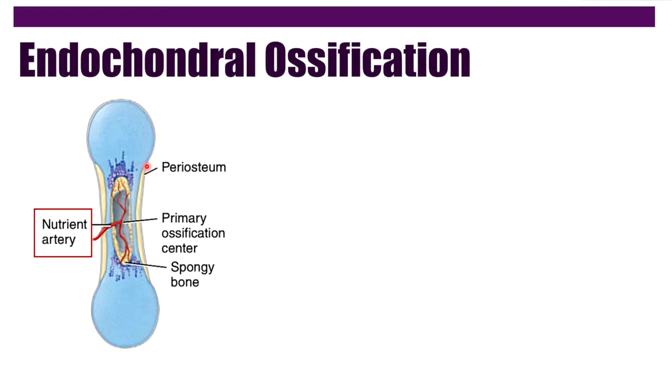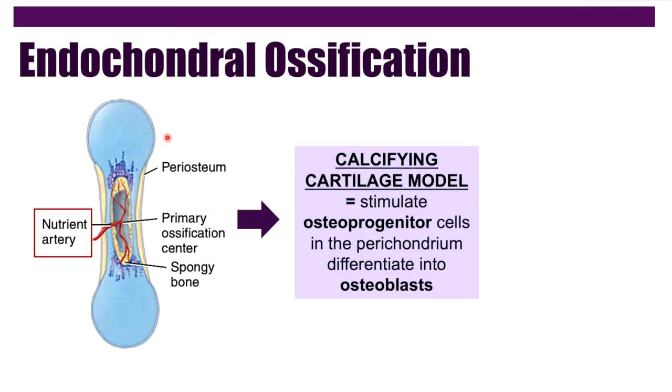A nutrient artery will then penetrate the perichondrium, and the calcifying cartilage model stimulates osteoprogenitor cells in the perichondrium to differentiate into osteoblasts. Once the perichondrium starts to form bone, it is known as the periosteum. Osteoblasts then begin to deposit bone extracellular matrix over the remnants of calcified cartilage, forming spongy bone trabeculae. This site, where most of the cartilage are replaced by bone tissues, is known as the primary ossification center.